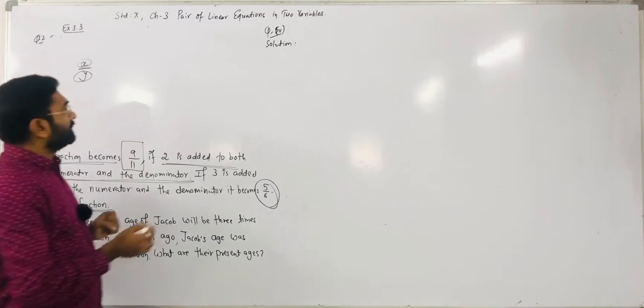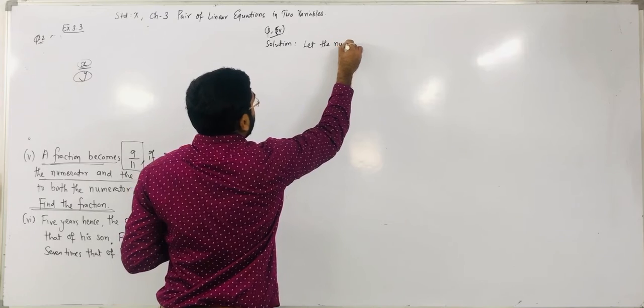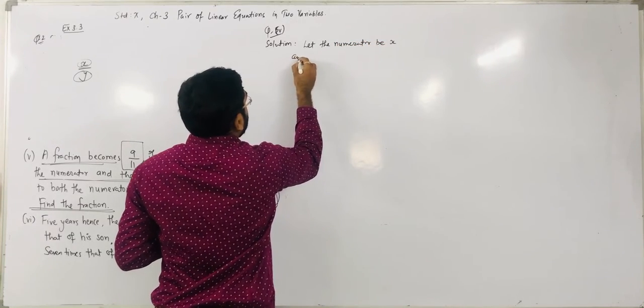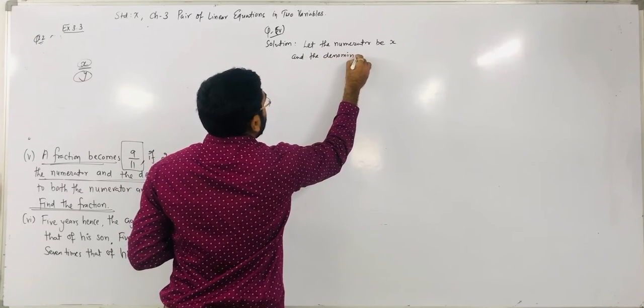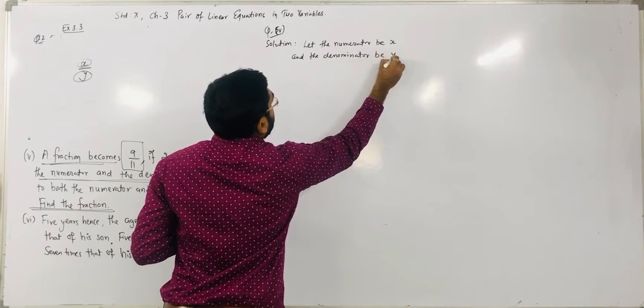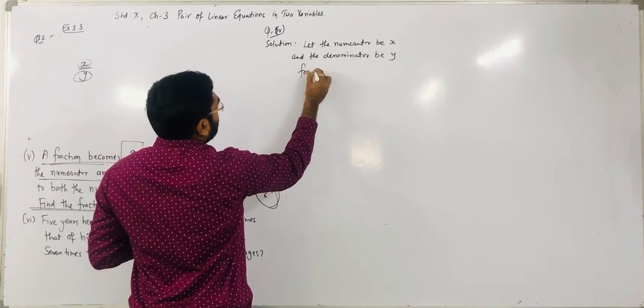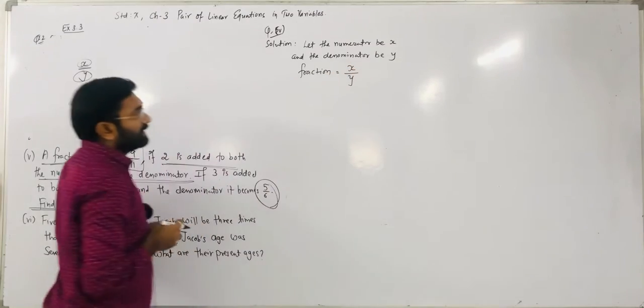So we assume here, let the numerator be x and the denominator be y. X is the numerator, the denominator is y, then the fraction is what? The fraction is x by y. We can write the fraction as x by y.